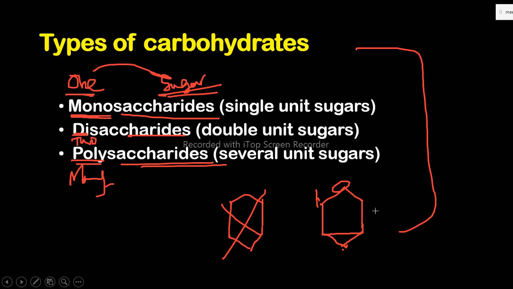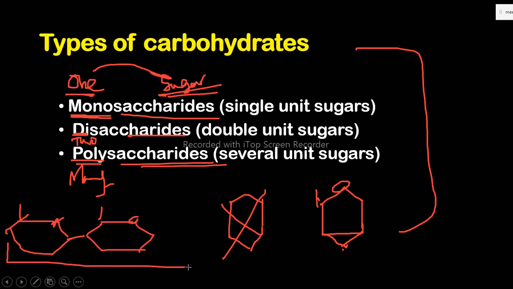However, when two sugars join together, maybe you have this and that's one sugar, and then this is your O, and then your one sugar joins to another sugar, something of this kind. Your one sugar joins another sugar to form such a compound, then this one is a disaccharide.